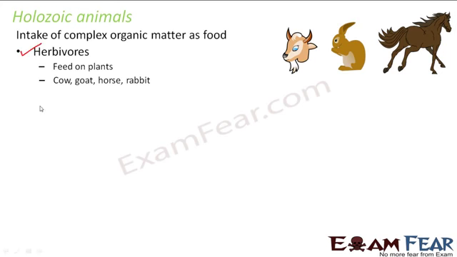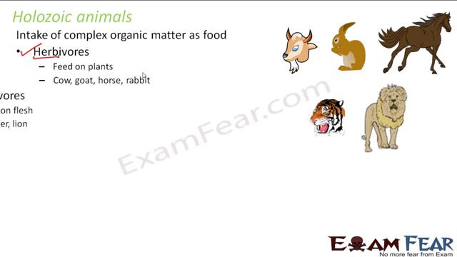The first is herbivores. Herbivores is derived from the word herbs. Herbs means plants. So these are the organisms which feed on plants. Example, cow, goat, horse, rabbit. They are all examples of herbivores. The next is carnivores. That means those which feed on flesh. So examples would be tiger, lion, right?